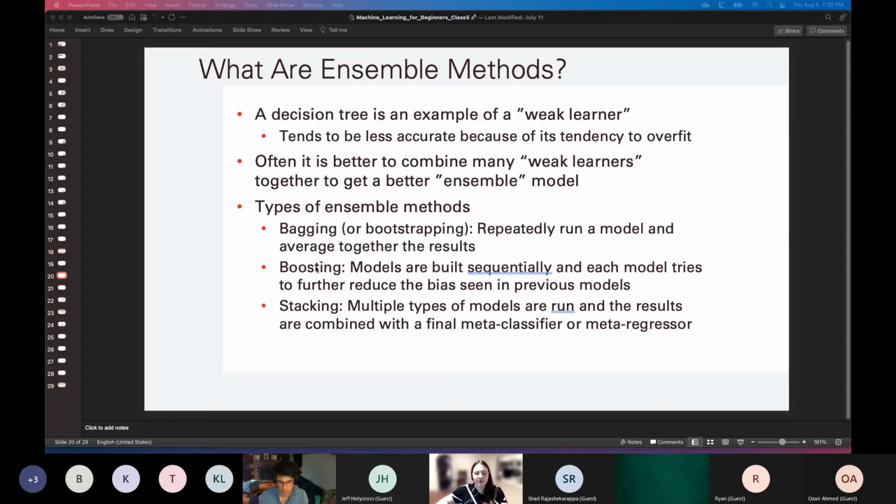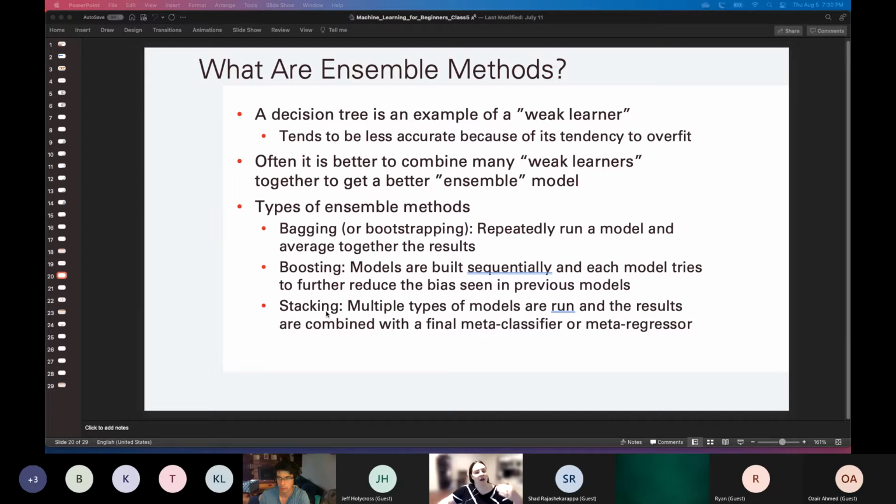Boosting, if you've never heard of machine learning, this one's going to be new to you. This builds models sequentially, and each model tries to further reduce the bias seen in previous models. So in the case of gradient boosted trees, I'm going to go into more detail, but it basically tries to predict the error that the previous decision tree left behind.